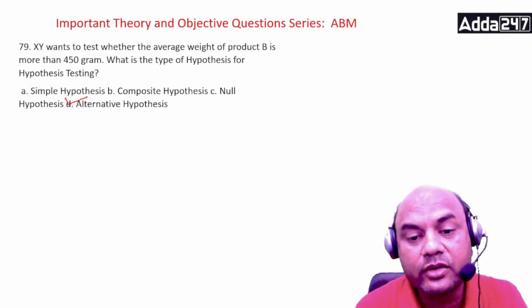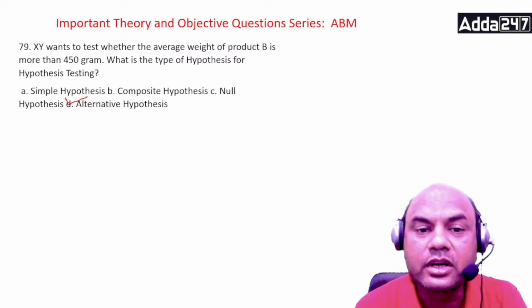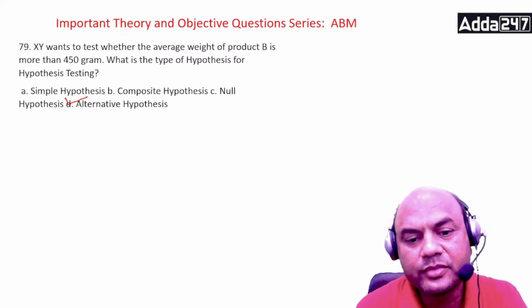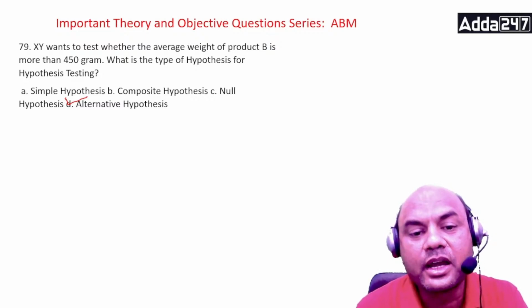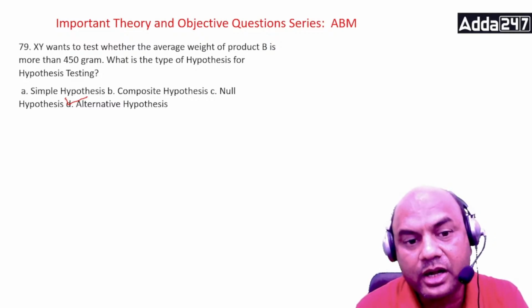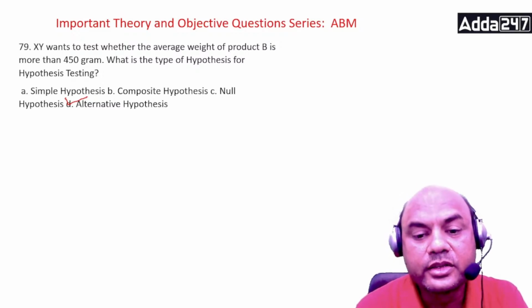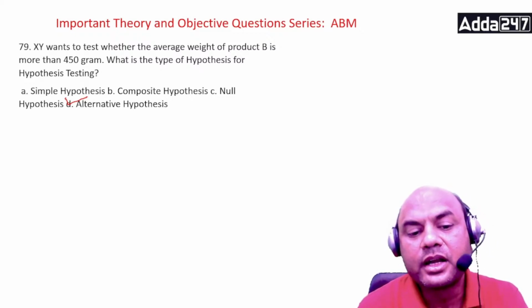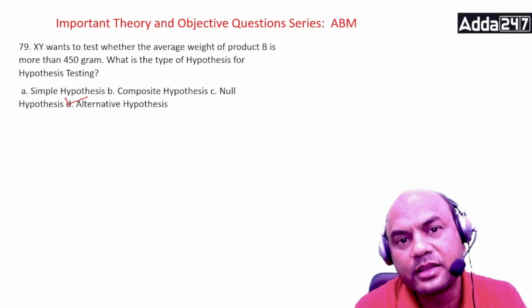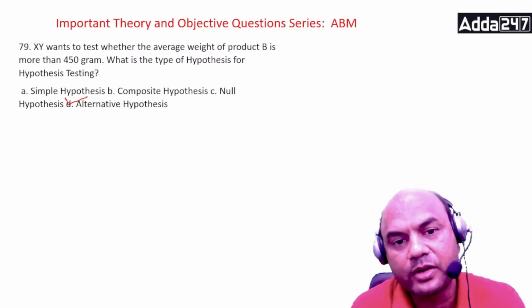And what is the alternative hypothesis? It does not contain equality. Here the claim is greater than 450 gram. Greater than. It is not said equal to or greater than. So it complements mu equal to, meaning population mean is less than or equal to 450. Since mu, the population mean, is greater than 450 gram, it does not contain the equality sign. So that's why we'll be using the alternative hypothesis.